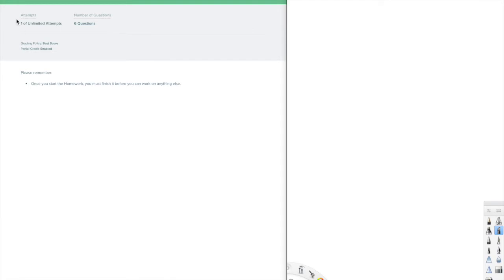The first thing you should notice is a due date. I don't see that on my teacher preview, but you will see it on your student screen. The second thing is the number of attempts. You always have unlimited attempts on homework, tests, and quizzes. The number of questions just lets you know how many are on this particular assignment.